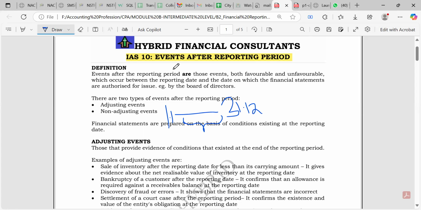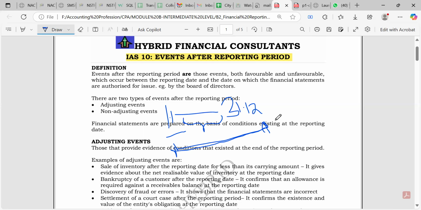Now, what do we mean by event after reporting period? The year may start on January and end on December, right? But the financial statements follow the normal principles from January to December. Just having been done with the year, for a particular period, doesn't mean the financial statement will be outright ready to the stakeholders, right?